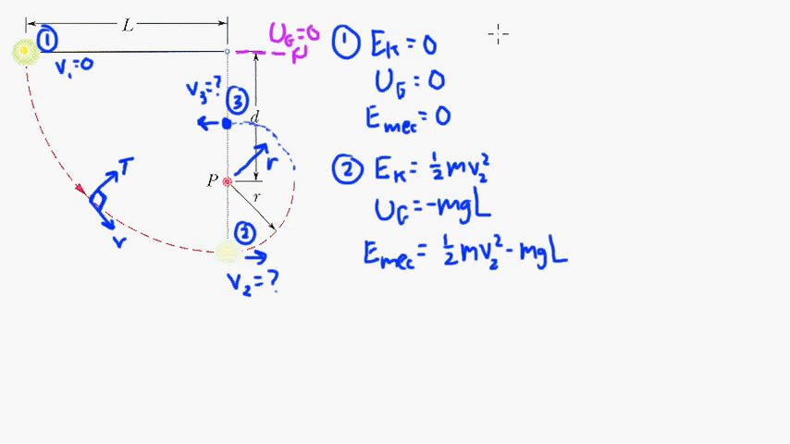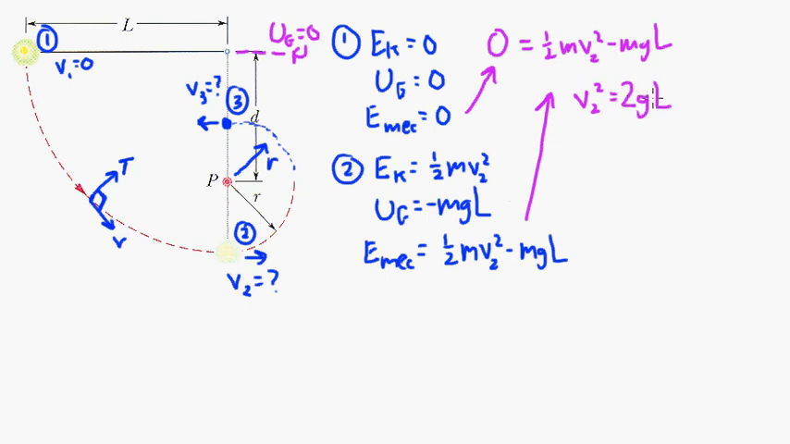So what we can do then is use conservation of mechanical energy. Mechanical energy at 1 equals mechanical energy at 2. So 0 equals 1/2 m v2 squared minus mgL, which then we cancel out the m. We get v2 squared equals 2gL.